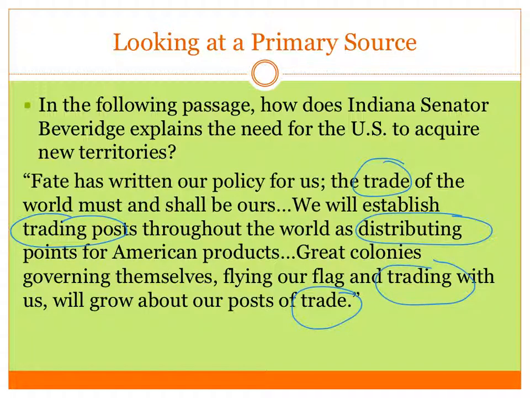So when I'm thinking of the causes of imperialism and the desire for markets and raw materials, and I'm reading this sentence by Beveridge, fate has written our policy, the trade of the world must and shall be ours, we will establish trading posts throughout the world. If I look right here, this would be his reason for imperialism. This is the real reason he is going to be pushing for imperialism, those economic factors, especially trade.